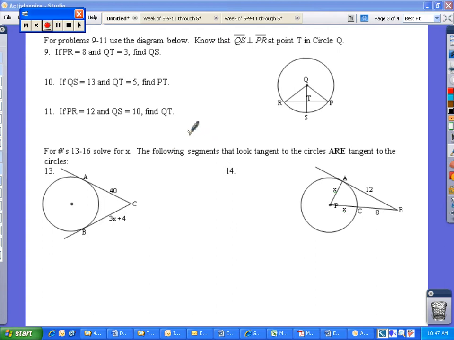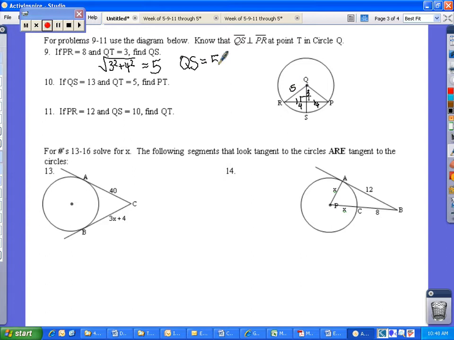Alright, so the back of your review sheet, for the first circle here you do need a label. So if PR, first of all, QS and PR are perpendicular. So if that's true, you know that this is congruent to this. And therefore if RP or PR is 8, I know that this is 4 and this is 4. So if that's 4 and that's 4 and QT is 3, then I'm going to have to use the Pythagorean theorem, which is the square root of 3 squared plus 4 squared, to find the radius, which is going to give you 5. So my radius is 5, and therefore QS is also equal to 5.